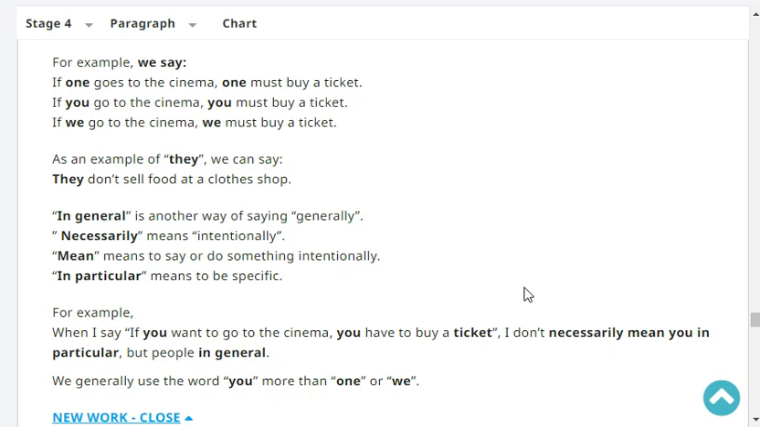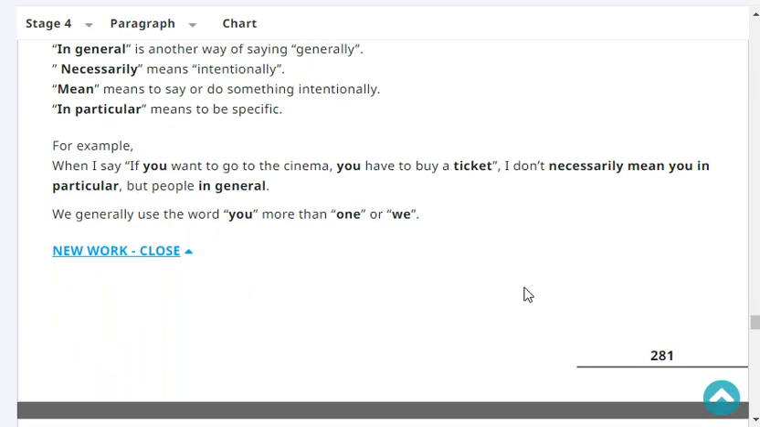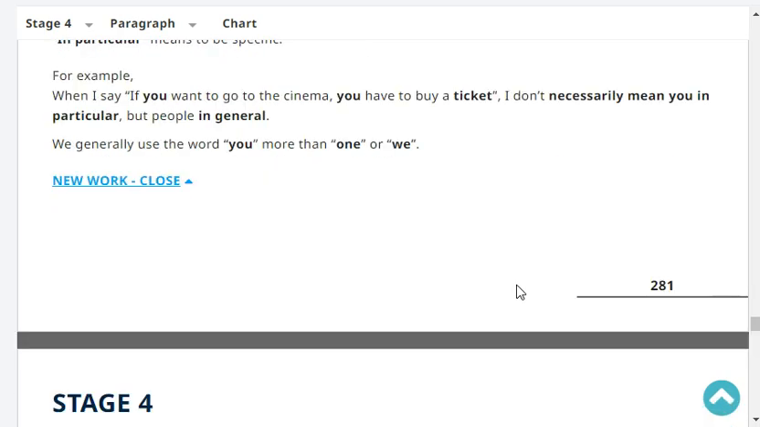In general is another way of saying generally. Necessarily means intentionally. Mean means to say or do something intentionally. In particular means to be specific. For example, when I say, if you want to go to the cinema, you have to buy a ticket, I don't necessarily mean you in particular, but people in general. We generally use the word you more than one or we.